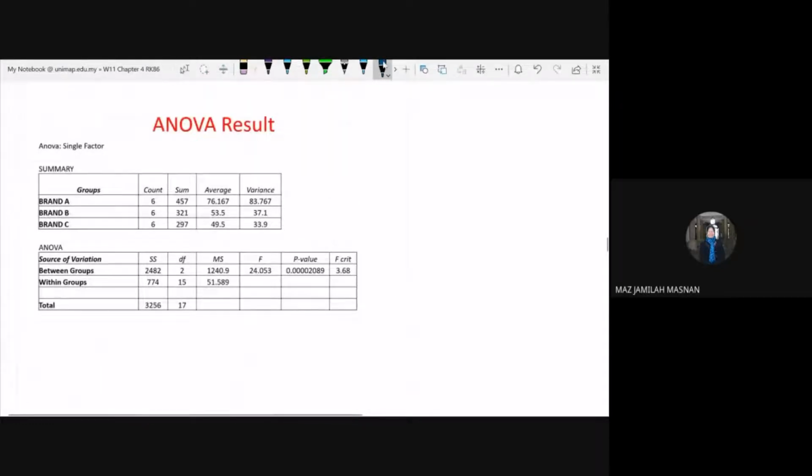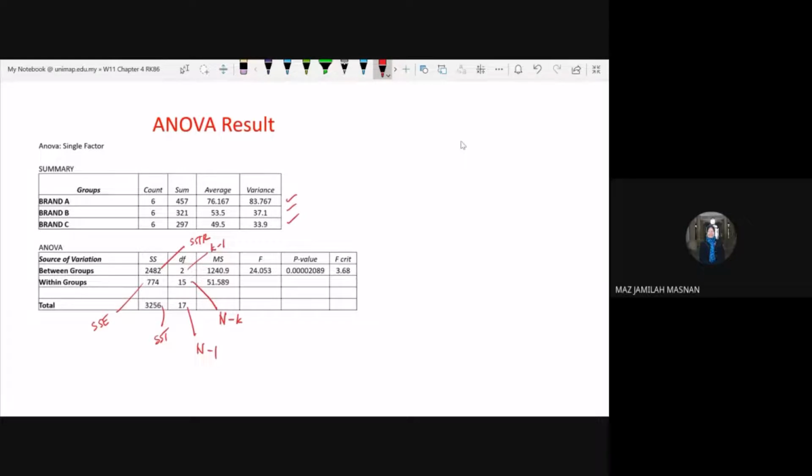So let us start. I have discussed this. Now, what is this? This is your SSTR. What is this? This is your SSE. And this is your SS total. And this is your degree of freedom for K minus 1. We have K equals 3, 3 minus 1, we have 2. And then this is N minus K, and this is N minus 1.